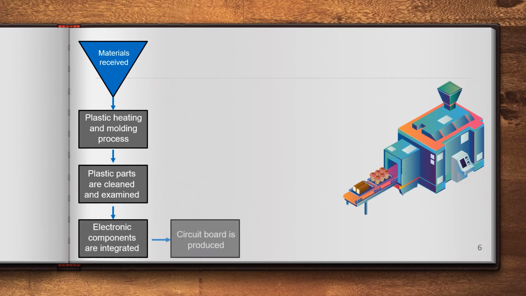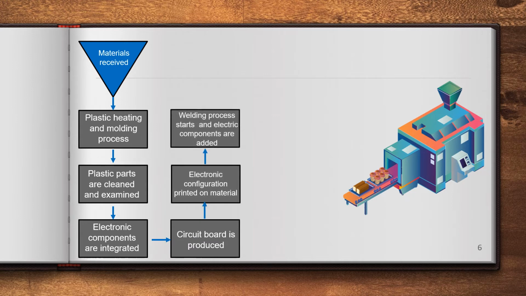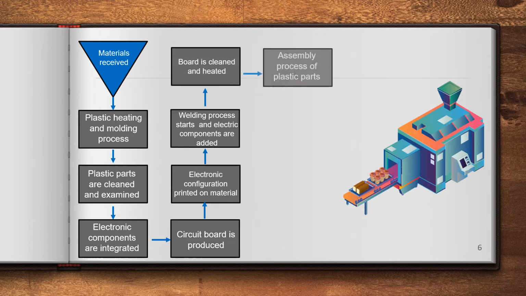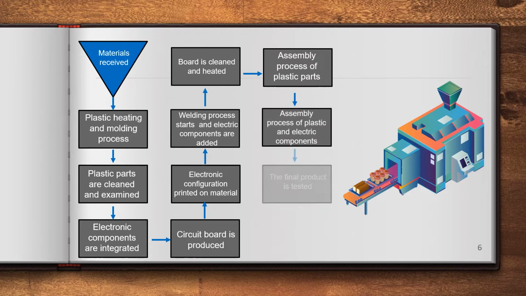The circuit board is produced, so an electronic configuration will be needed. After that, the welding process starts and the electric components are added, such as diodes or resistors. The board is cleaned and heated so the components stay together. The last part is to assemble the plastic and electric components first, then the final product is tested so it can be packed at the end.